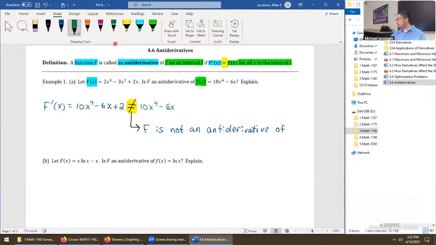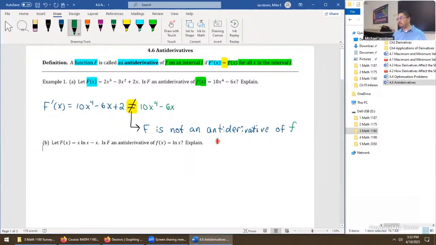of lowercase f. Here, we're just referring to the name of the function. That's why I wrote uppercase F of x and lowercase f of x here. So without that relationship holding, we don't have a proper antiderivative. But that's good, that's important. It's good to know when you don't have an antiderivative. Probably in part B, this F really is an antiderivative, so we'll check that next. But any questions first, folks, on part A?